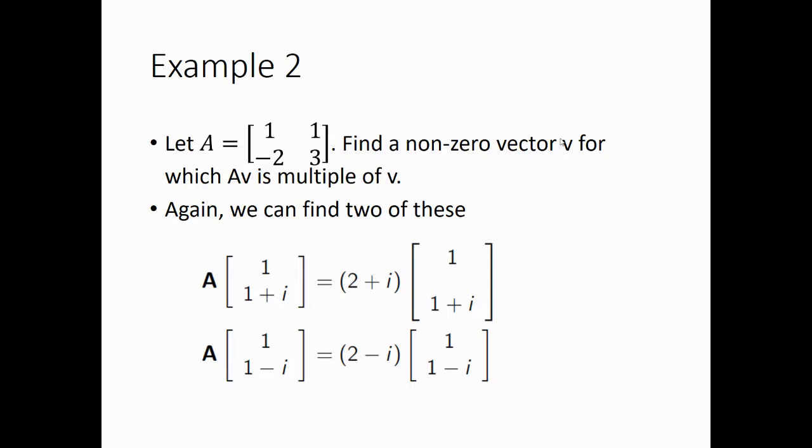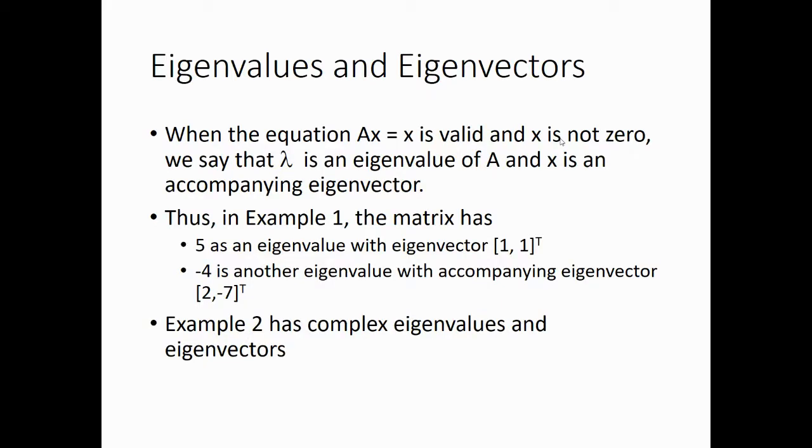So this goes to the idea of eigenvalues and eigenvectors. When the equation AX is equal to lambda X is valid and X is not 0, we say that lambda is an eigenvalue of A and X is an accompanying eigenvector. So in example 1, the matrix has 5 as an eigenvalue with eigenvector 1, 1 transposed. 4 is another eigenvalue with accompanying eigenvector 2, minus 7 transposed. Example 2 has complex eigenvalues and eigenvectors.